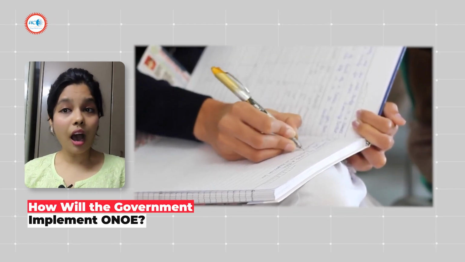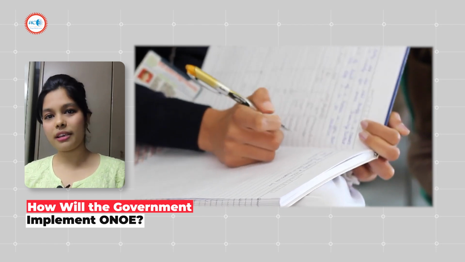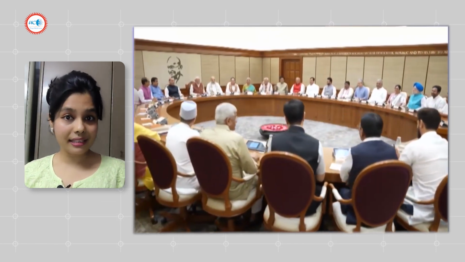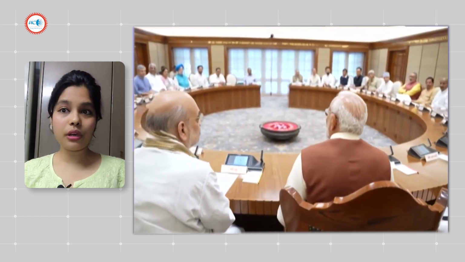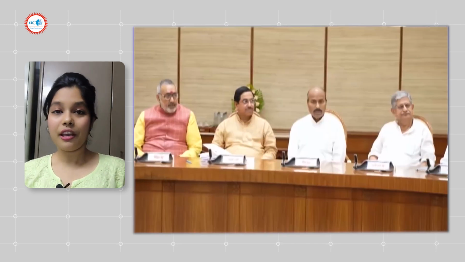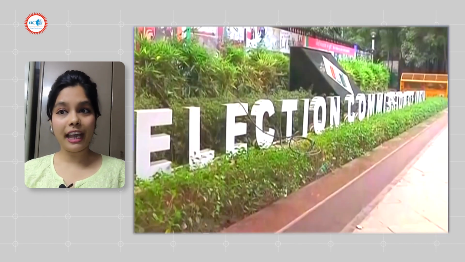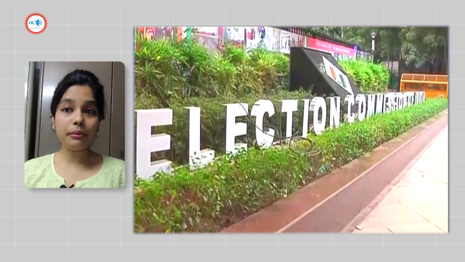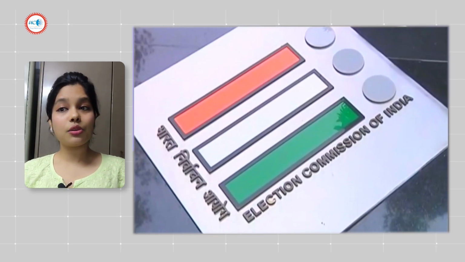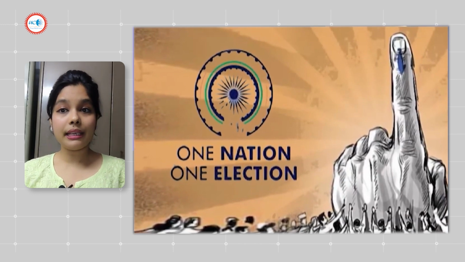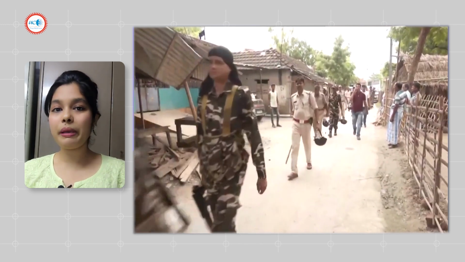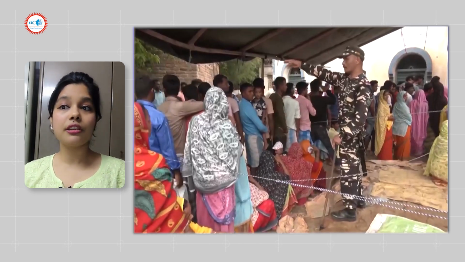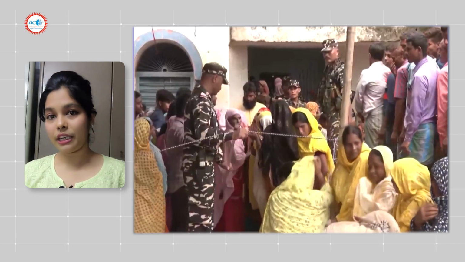Now we will see how the government will implement one nation, one election. It will not be as easy as it seems. So let's see. The government plans to implement this system in phases. Initially, a common electoral roll will be used for all elections, with voter ID cards managed by the Election Commission of India in collaboration with state authorities. This rollout will be preceded by detailed discussion across the country. So the people of India will be respected in this way, that a discussion will be there when it comes to one nation, one election.